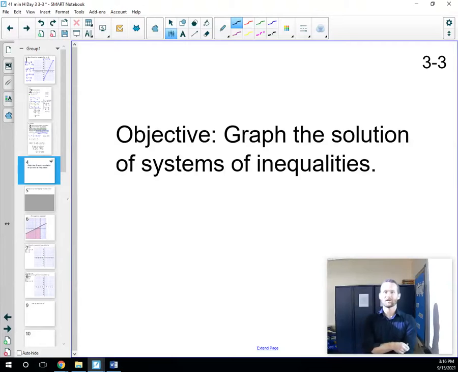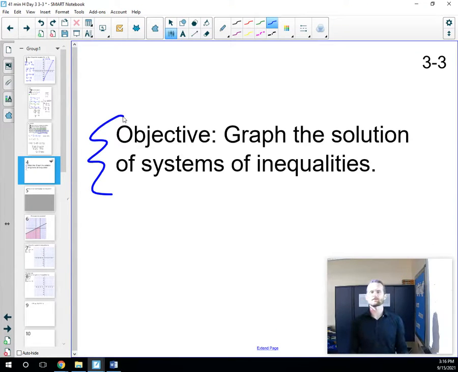But now we're finally ready for our objective now that we're done going over the homework. So today we're doing chapter 3, section 3. And after today, we should be able to graph the solution of systems of inequalities. Don't need the calculator anymore, so we'll put that down.